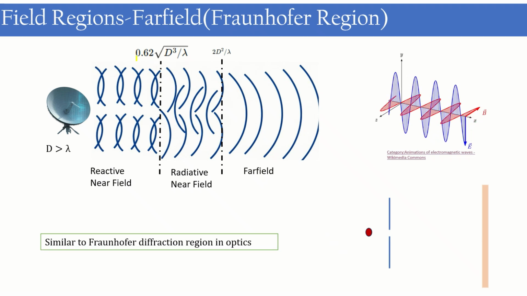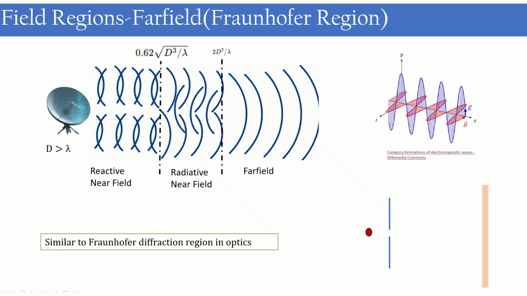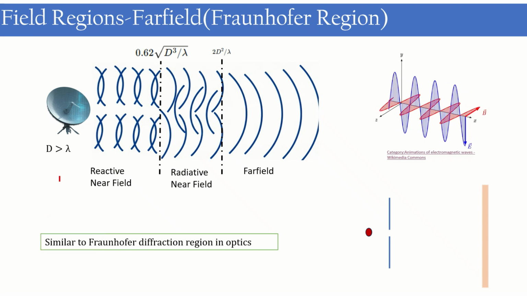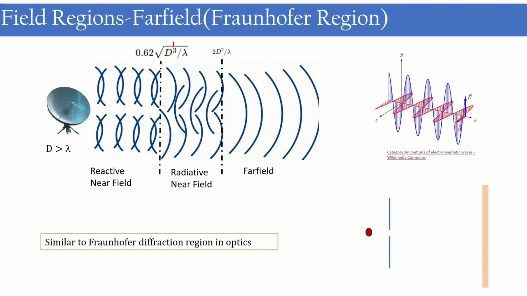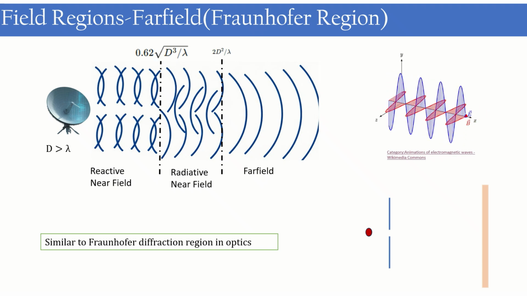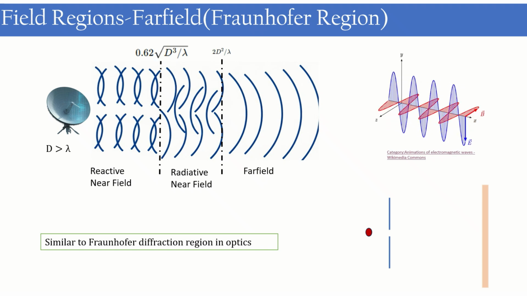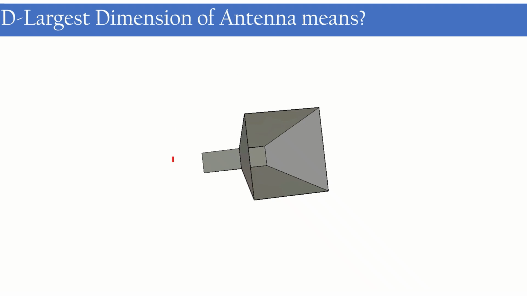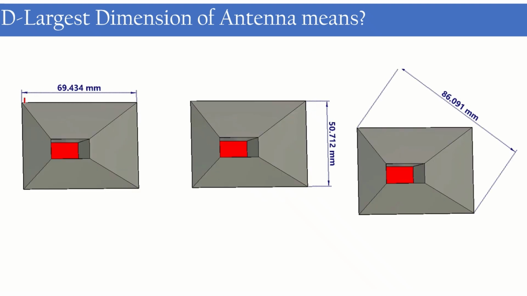Here you can see that every region depends upon the dimension of the antenna. So let's see what is meant by this dimension D. D is defined as the largest dimension of the antenna. If we consider a horn antenna, let's see what the largest dimension of this horn antenna is. I am taking one example here.